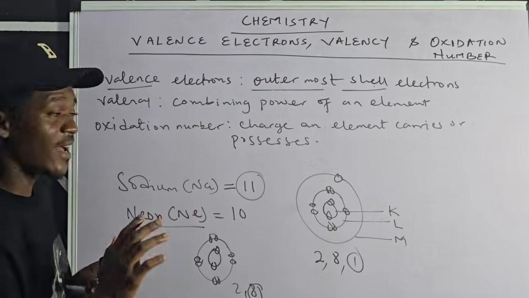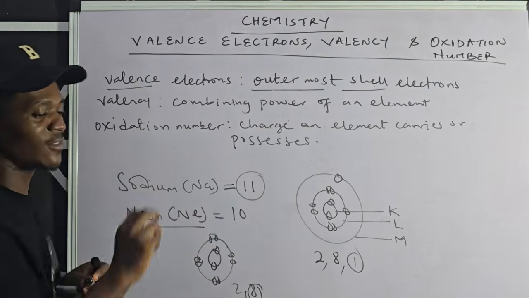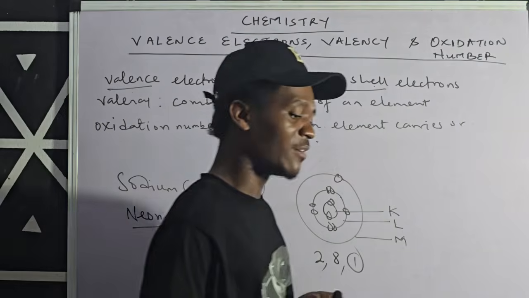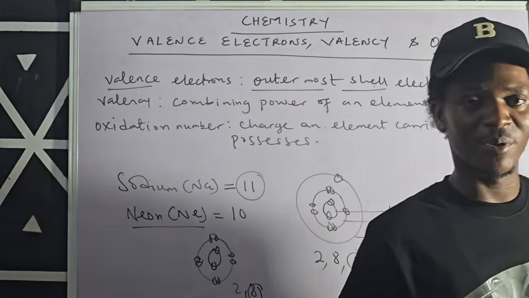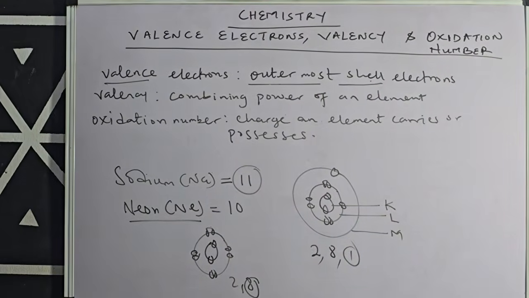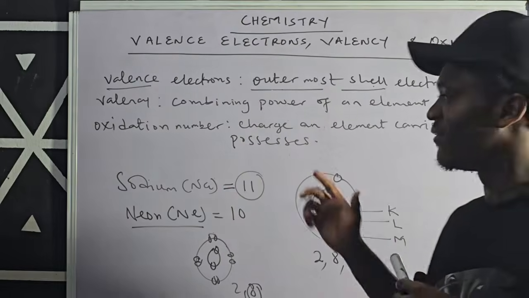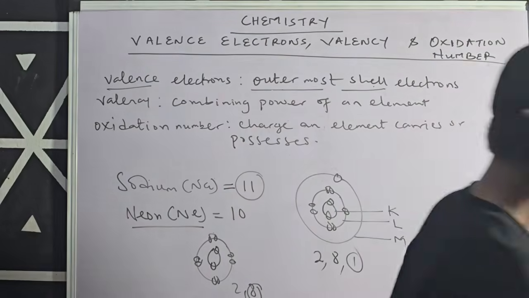So for valence electrons, there is no more stress on it. The only ones that have a little stress are valency and oxidation number. So let me clarify what each of them represents, starting with valency. Now, what is valency?